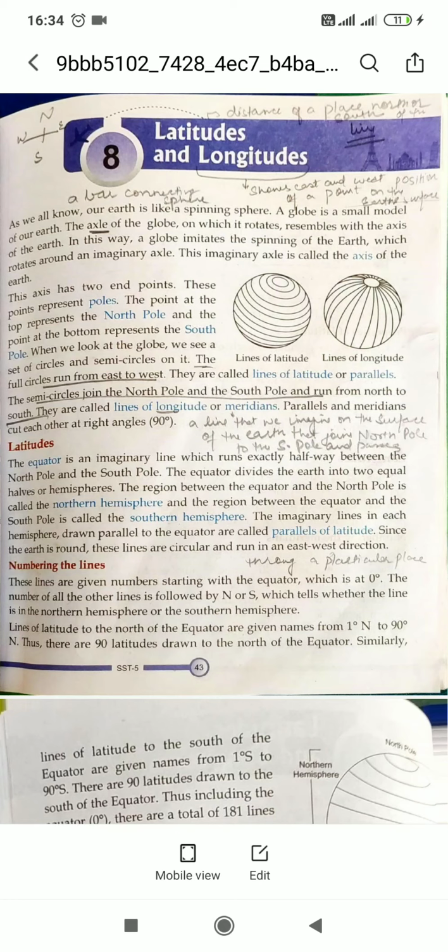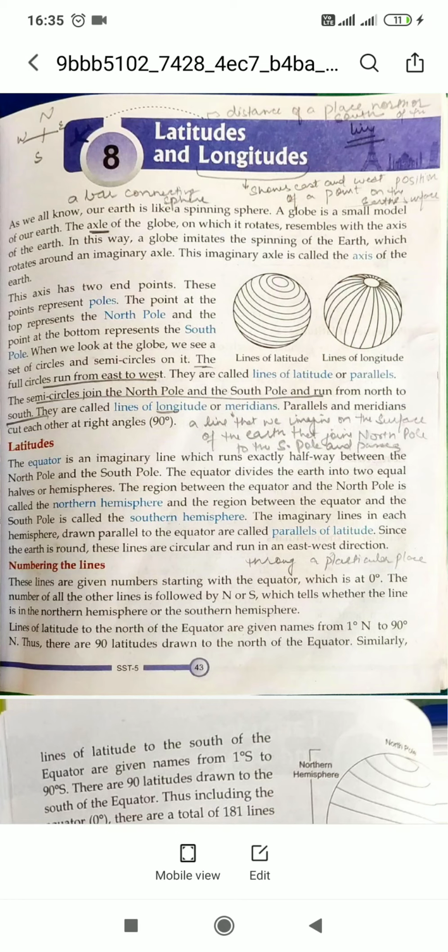When we look at the globe, we see a set of circles and semicircles on it. The full circles run from east to west. They are called lines of latitude or parallels. Children, parallels are a set of lines that never intersect or cut each other.